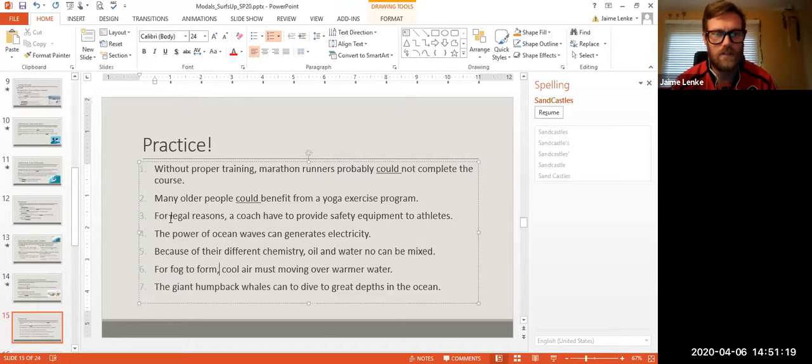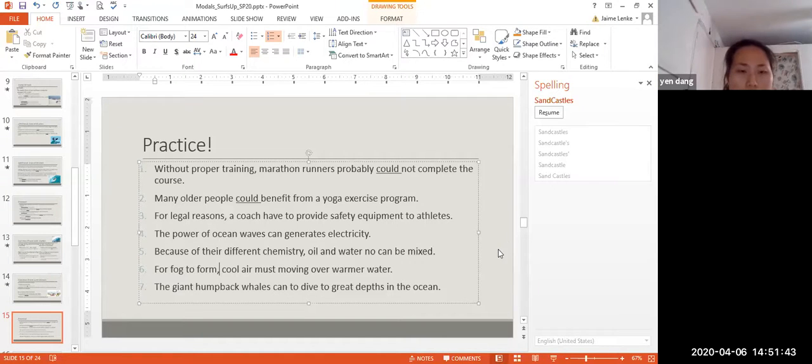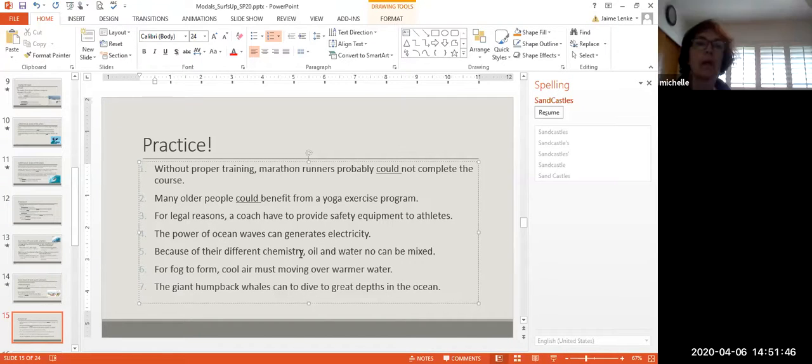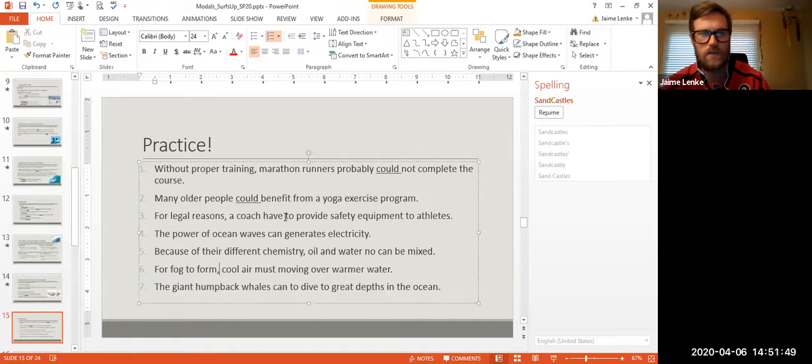And then it says, "For legal reasons, a coach have to provide safety equipment to athletes." What would this be? Have to. I think it has. Yeah, I think Michelle and Yen were both saying this, right? It would be has to, because it's a singular subject. For legal reasons, a coach has to provide safety equipment to athletes.